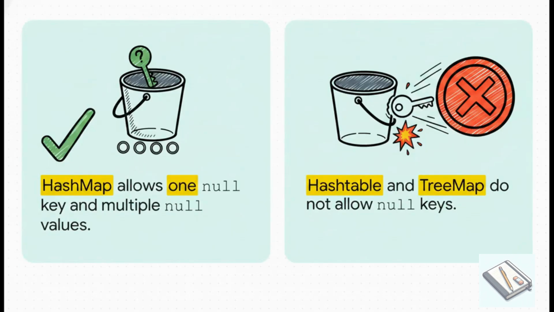You can get the total size, and really importantly, you can loop through all the entries very efficiently using entrySet. Here's an important little detail. HashMap is a bit more lenient than some of its cousins. It'll let you store one null key and as many null values as you want. Older collections like Hashtable or sorted ones like TreeMap, yeah, they'd throw a fit if you tried that.